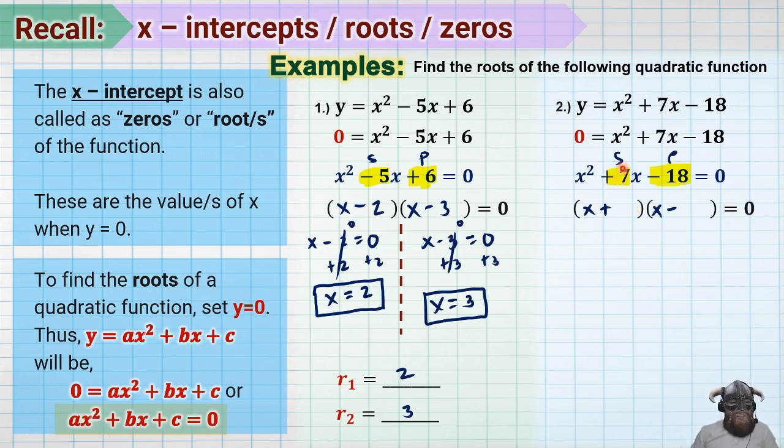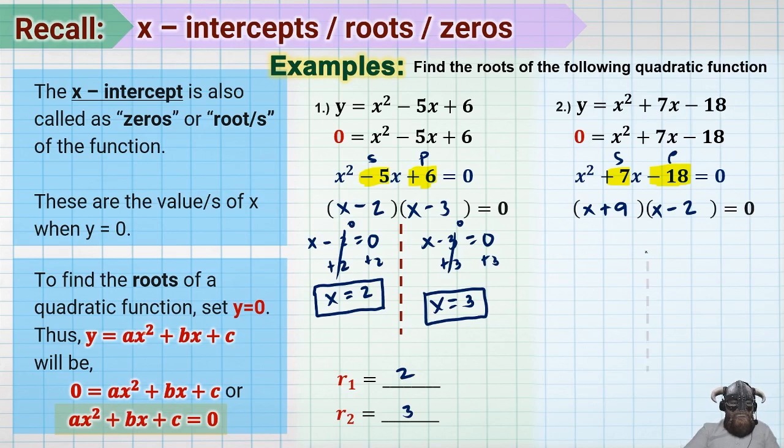Since 7 is positive, mas malaki si 9, kaya siya yung magiging positive and dito si 2. 'Di ba? 9 minus 2, positive 7. Pasok siya. So our factors now will be x plus 9 times x minus 2.